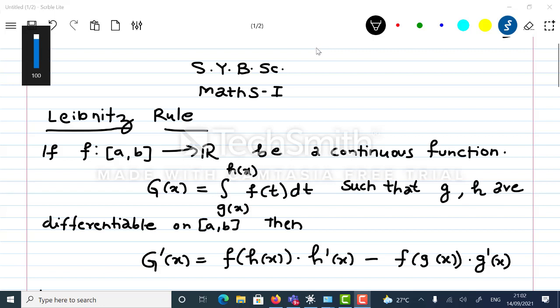Hello everyone. This lecture is exclusively recorded for second year BSc students of BK Birla College, Kalyan. This is mathematics class. In this lecture, we will state and prove Leibnitz rule for derivative of integrals and problems based on Leibnitz rule, and we will also define the Riemann sum definition and problems based on it.